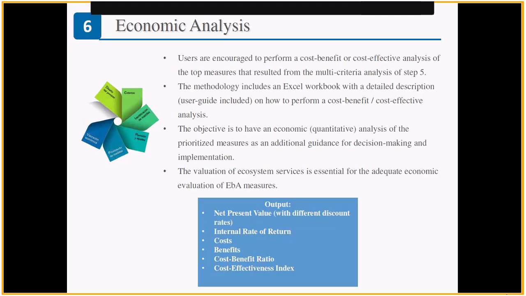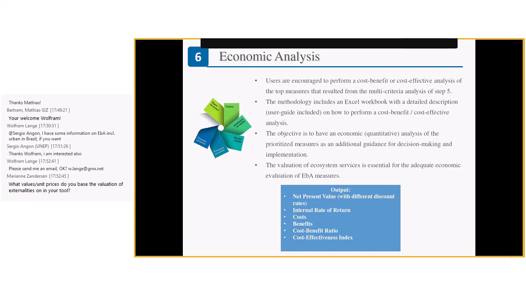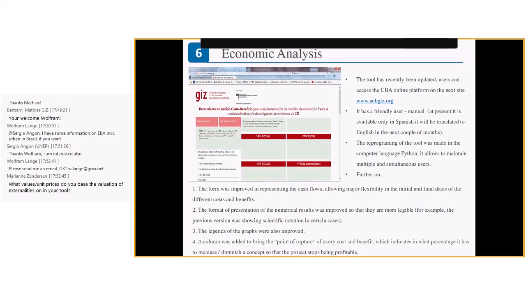So the objective is to have a quantitative analysis of the prioritized measures as an additional guidance for decision making and implementation. It also makes an evaluation of ecosystem services, as I told you, which is essential for the adequate economic evaluation of EBA measures. So the outputs are very econometric. You can have different discount rates, net present value, internal rate of return, the cost-benefit ratio, and the cost-effectiveness index. Okay, so we can go to the next stage.